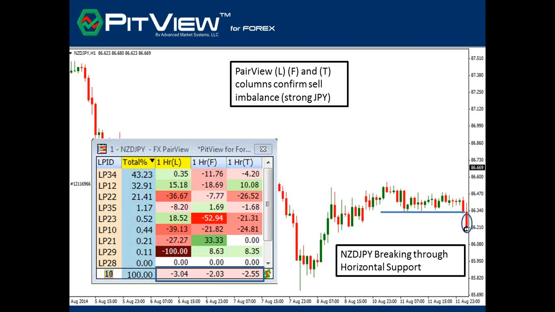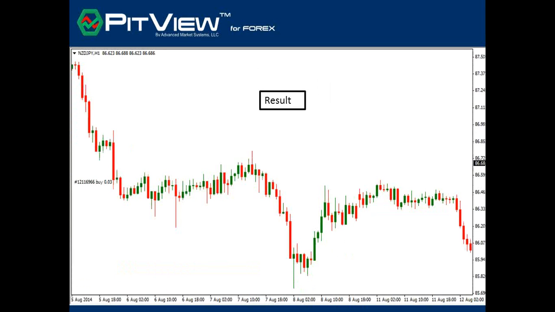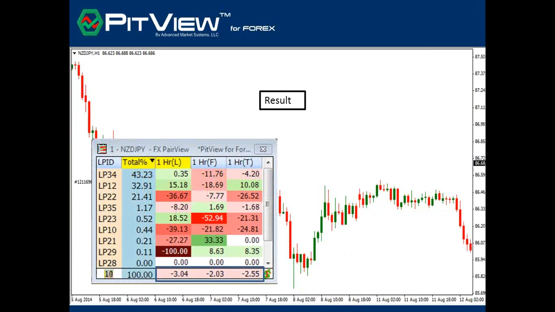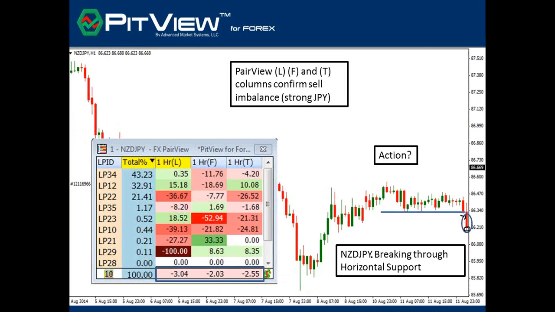Some people might wait for the price to close beneath this breakout on the 1-hour charts. However, you can actually be more aggressive now that you're using PitView for confirmation, because what I did in this case is I went ahead and put in my sell right when it broke through the low, put in my stop right in here. That would have been my entry. My stop would have been right up here above the previous high, and then look for what we call a 1-to-1 risk-reward ratio on the trade.